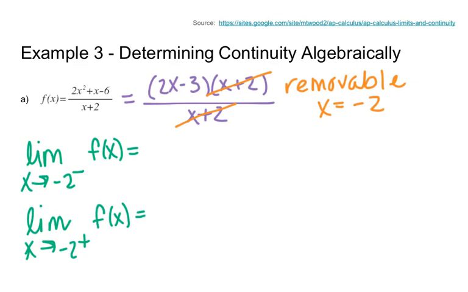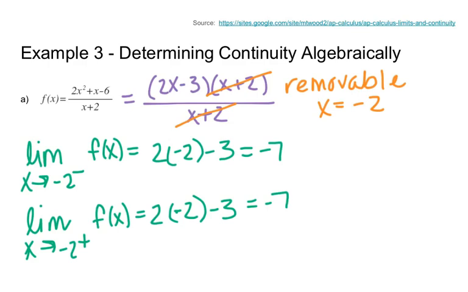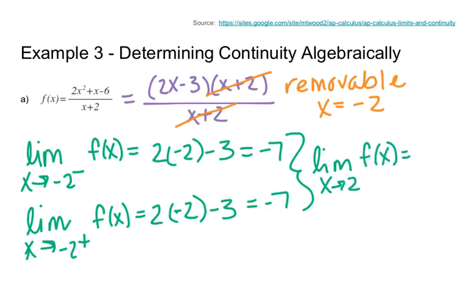Okay, and from both directions we're going to be left just working with the remaining expression after we cancel the factors of 2x minus 3, or 2 times -2 minus 3. And that would be the same from both directions. So in both cases we're getting -7, so the limit as x approaches 2 of this function is -7.